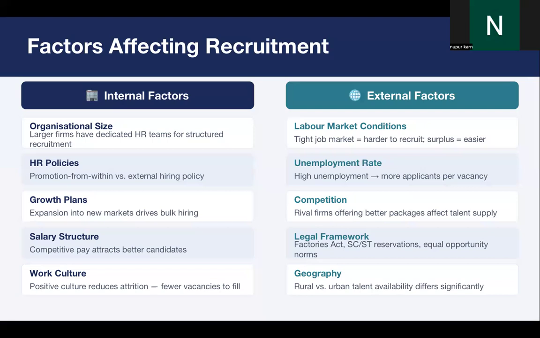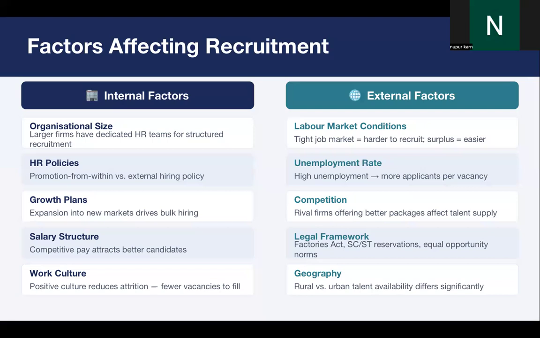Salary structure: competitive pay attracts better candidates. If you have competitive pay, it means you are giving a good salary with good perks and fringe benefits, and that also helps in attracting better candidates. You will get good candidates for that. So salary structure also impacts the recruitment process.